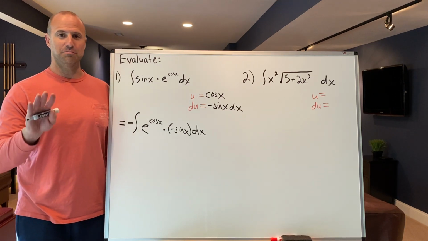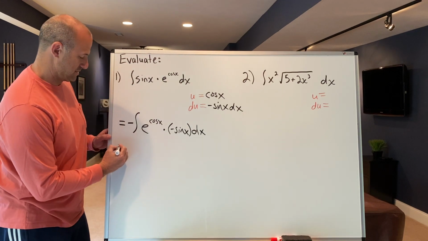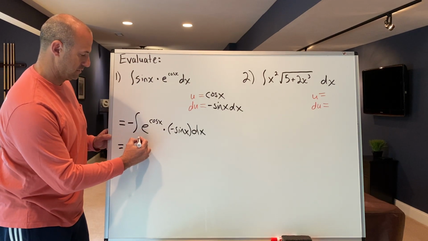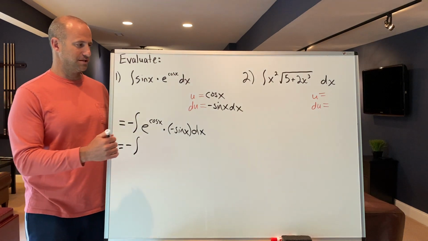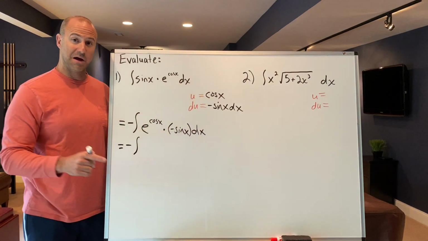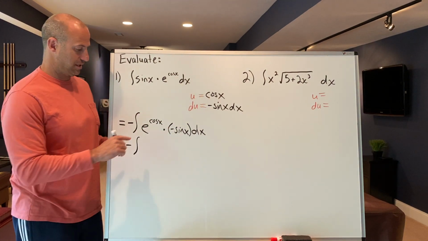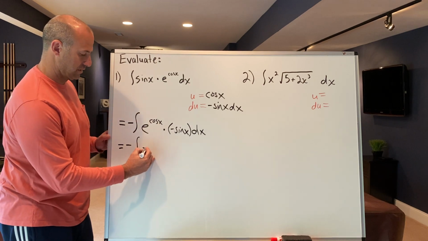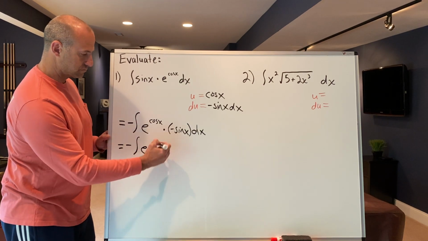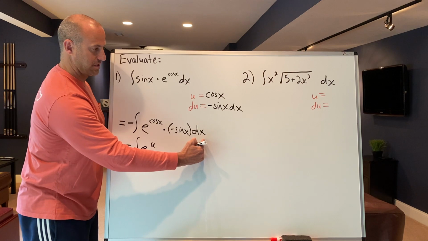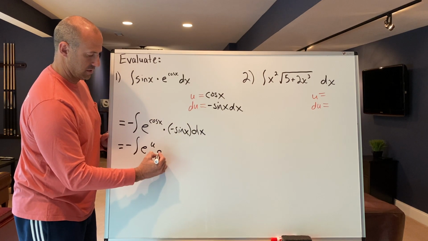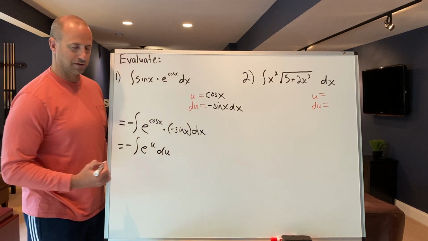Now, watch the beauty in this. This is negative the integral, and now because I got everything looking like these parts, I'm going to make my substitution. Instead of e to the cosine of x, it's e to the u. And instead of negative sine of x dx, it's simply du. Now look what I have.